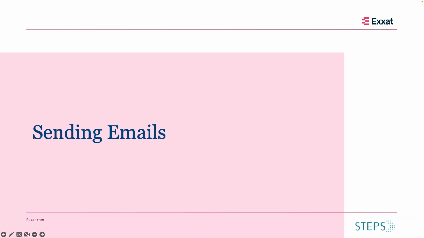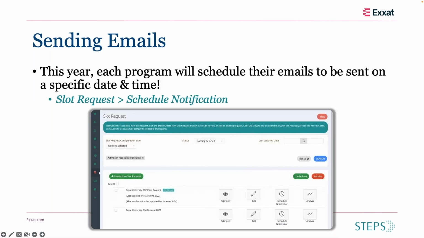But in terms of you going through and saying, I would like to schedule this email for March 1st at 7 a.m., that is something that you will be doing in the system this year. So we'll show you guys what that process looks like, which has always been available, but hopefully we're going to go through it and it's super easy and it makes complete sense to everyone. So let's walk through this.